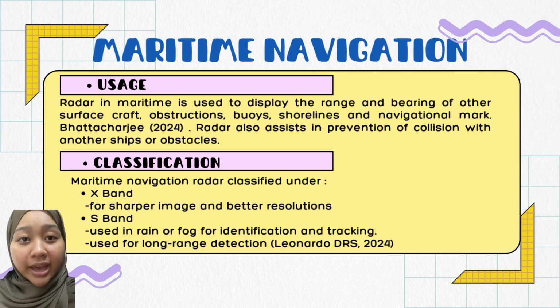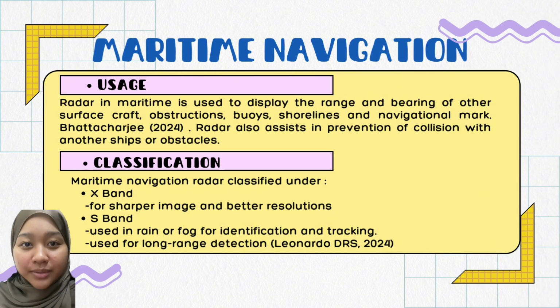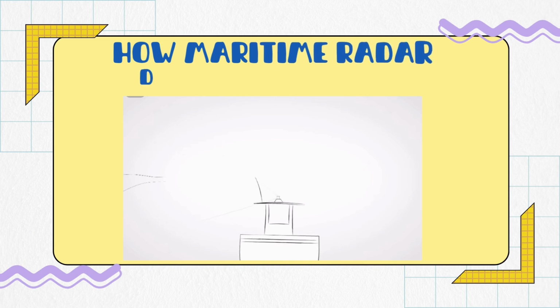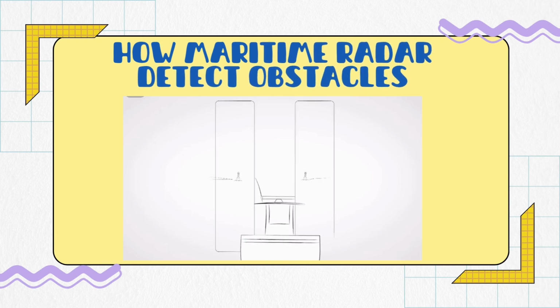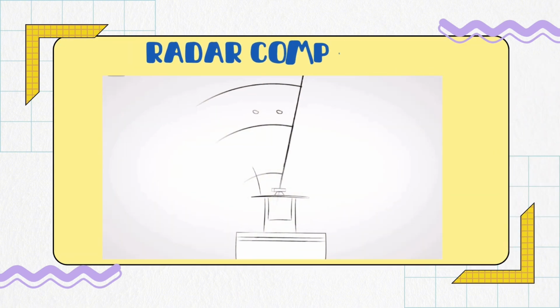The first one, we have X-band. X-band produces a sharper image with better resolution. Secondly, we have S-band. S-band is commonly used during rain or hawk for identification and tracking purposes for objects on the ocean surface. The distance and velocity of the object and display it on the radar computer.